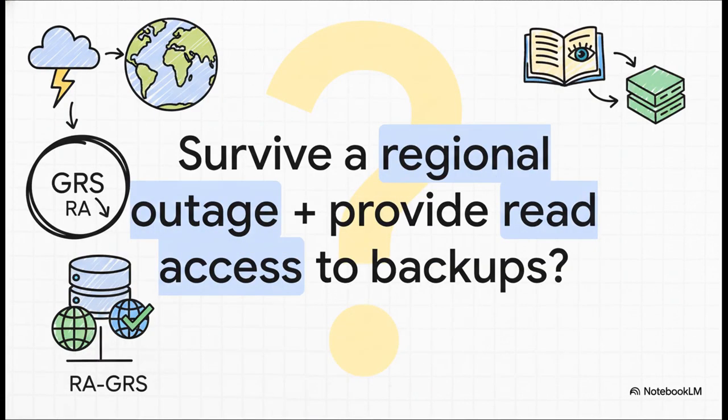And for our final challenge, let's put it all together. To survive a regional outage and provide read access to your backup data, which option do you have to choose? The keywords are regional outage, that means Geo, and read access, that means RA. The only possible answer is Read Access Geo-Redundant Storage, or RA-GRS. You've totally got this.